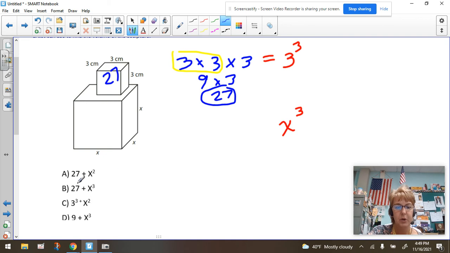Wouldn't that be choice B? Because if you look at choice A, what's wrong with that? This is showing x squared. That would only give us a flat sheet of paper, not a three-dimensional thing. And some of you might be wondering what's wrong with choice C. This part's okay, but the second part is not okay because this is squared. If this had been x to the third power, then we might look at that one, but it's just not right. So you're going to pick choice B.